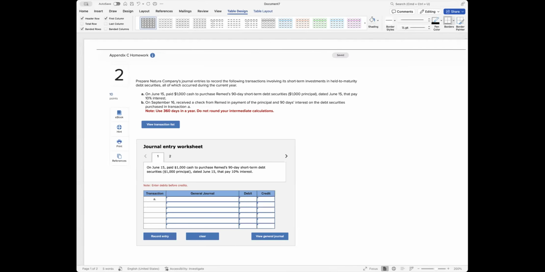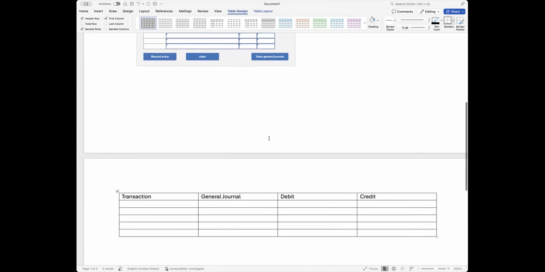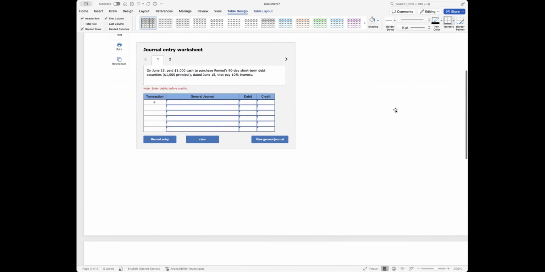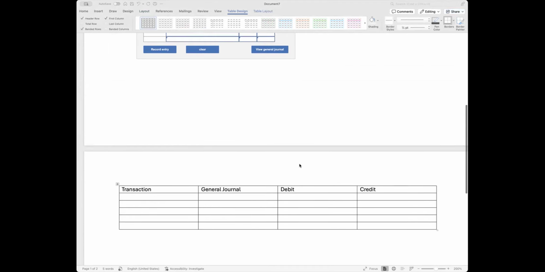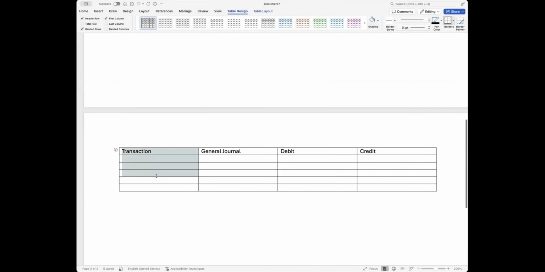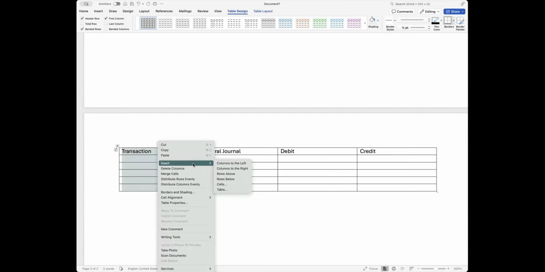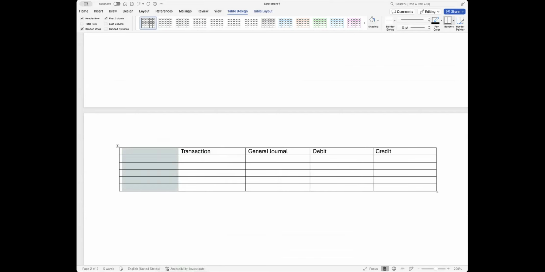So let's start with this. I have my table below here. So for transaction A, I do need to add one more column here. You don't have to worry about adding columns because this is all set up for you in the homework. All right. So this is number 1. This is transaction A. And the journal entry is going to be, let me just move these over a bit so I have more room.